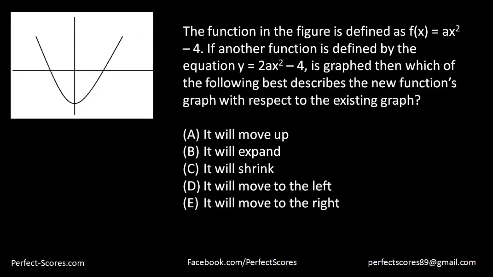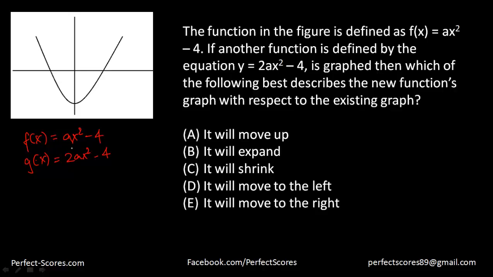Now let's see this question over here. The question says that the function in the figure is defined as f of x is equal to ax square minus 4. If another function is defined as, let's call it g of x, is equal to 2ax square minus 4, then the graph will be closest to which of the following. So over here it's asking what will happen to this graph.